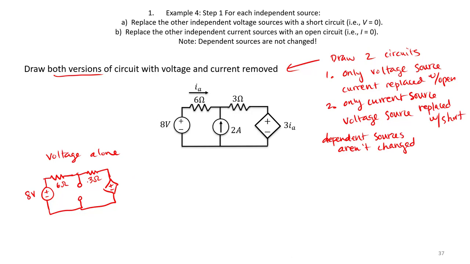So in this case, our dependent source is going to depend on, let's call it IA1, because remember, this is just the contribution from our voltage alone. So we say that IA total is IA1 from the voltage alone plus IA2, and IA2 is the contribution from the current source alone.